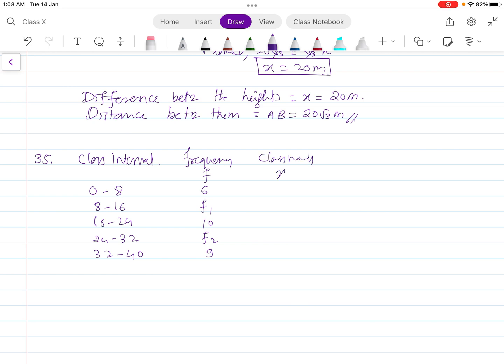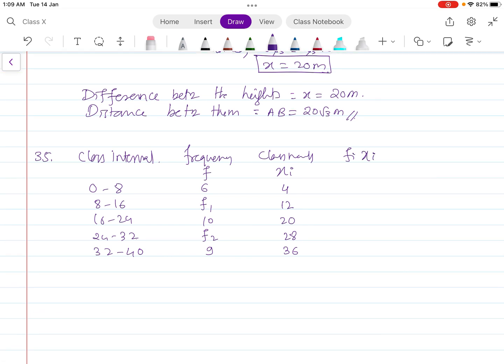So class mark xi is nothing but (0 plus 8) divided by 2, that is 4. Here (8 plus 16) divided by 2. Like that we have to do all the values, so we'll get the class marks. That is 12, then the next value will become 20, then 28, and 36. Then we have to obtain fi xi.